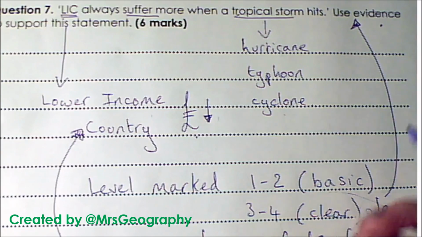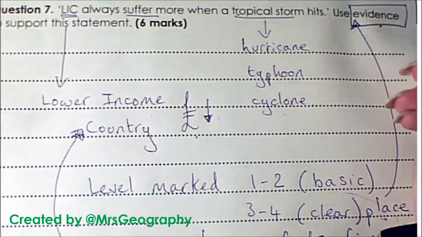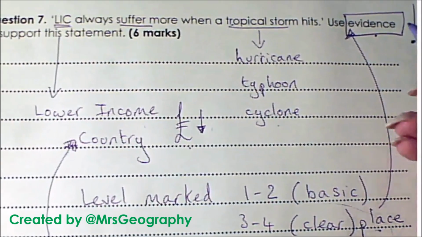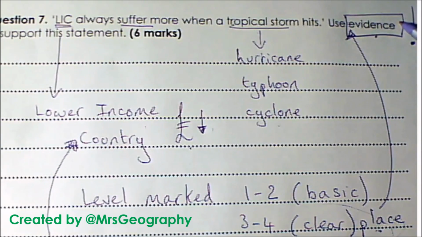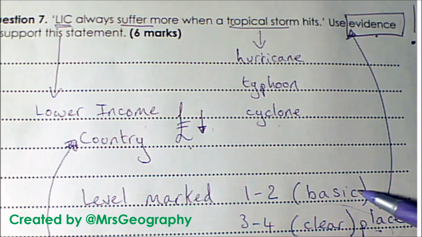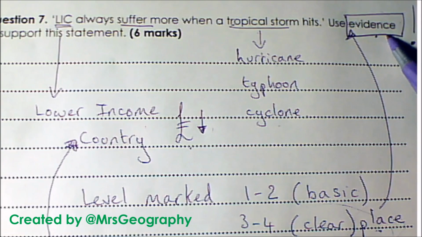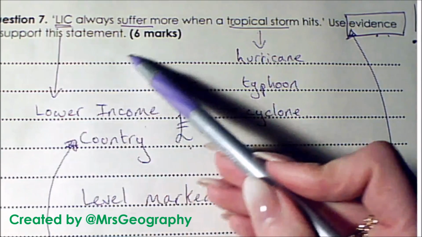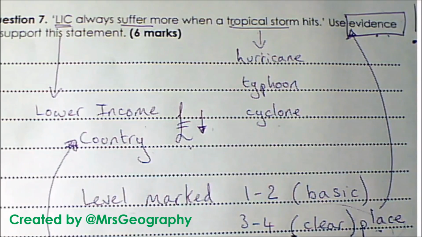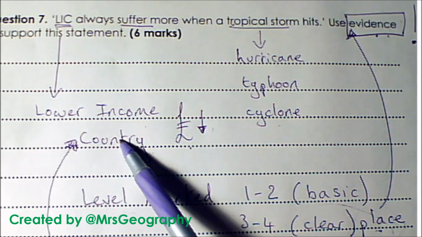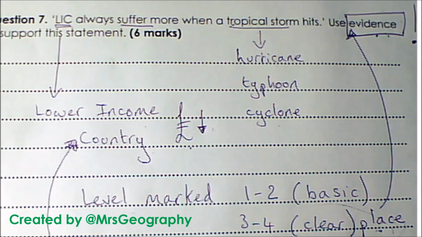But the key with this question is in this word, evidence. If you do not provide evidence that backs up what you're arguing, you are going to land in 1 to 2 marks with a quite basic answer. If your evidence is clear, but you're not linking it fully to the statement, you're going to land in 3 to 4 marks. But if you provide detail with facts and figures and place names and link it back to the statement, you are going to be within 5 or 6 marks.